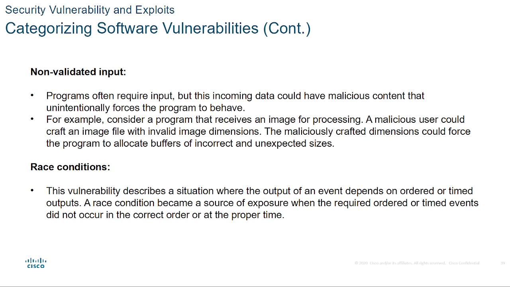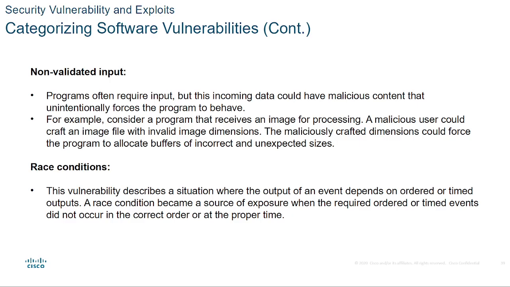Another example of security vulnerability is non-validated input. Programs often require input, but this incoming data could have malicious content that unintentionally forces the program to misbehave. For example, consider a program that receives an image for processing. A malicious user could have an image file with maliciously crafted dimensions, causing the program to create a buffer with incorrect and unexpected sizes.